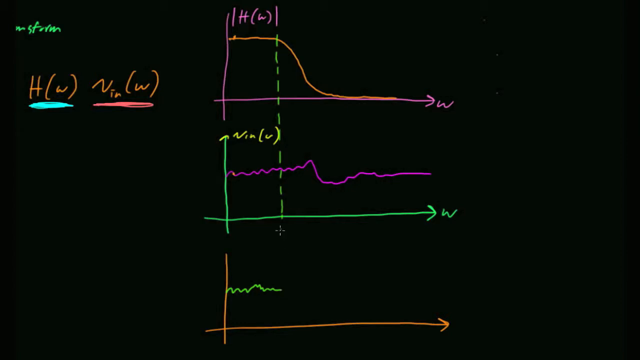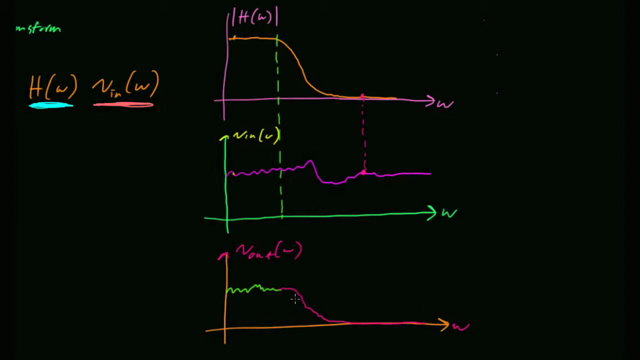But at higher frequencies, my filter is going to remove these values. Whatever that input value is at that frequency, I'm going to be multiplying it by 0. So really what I'm looking at here is something that's going to look like that. So this is the output value for omega, the output voltage with respect to frequency. And that's good. If you take the inverse Fourier transform of that, you can see my signal versus time.